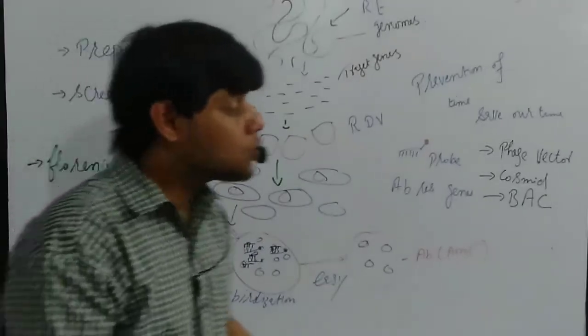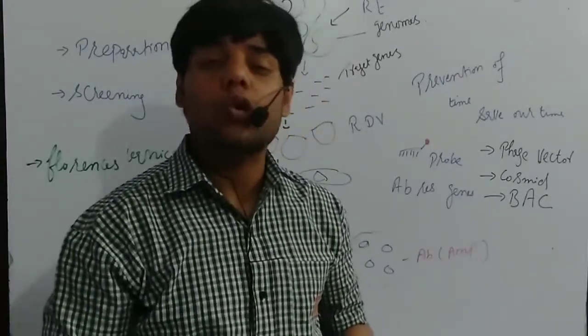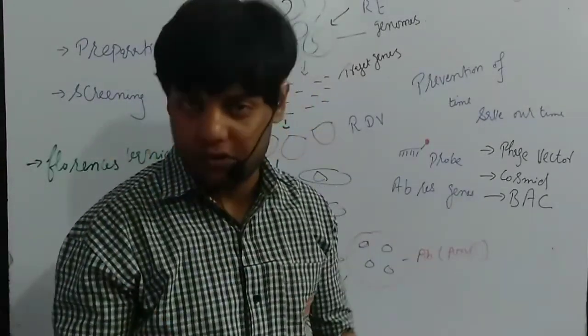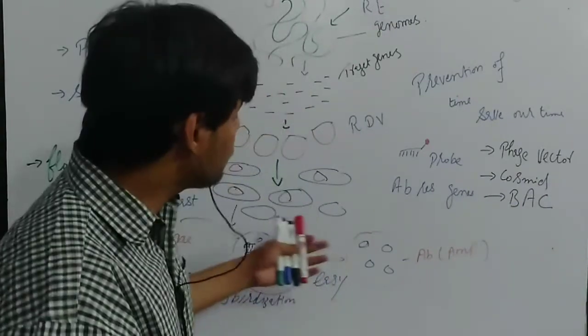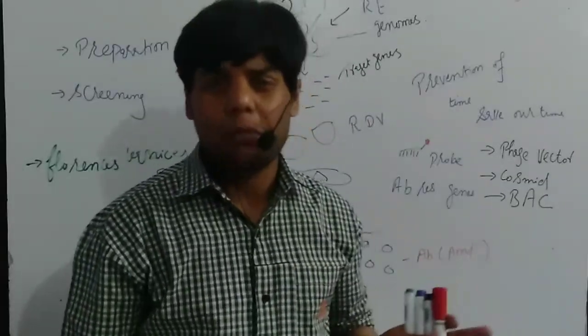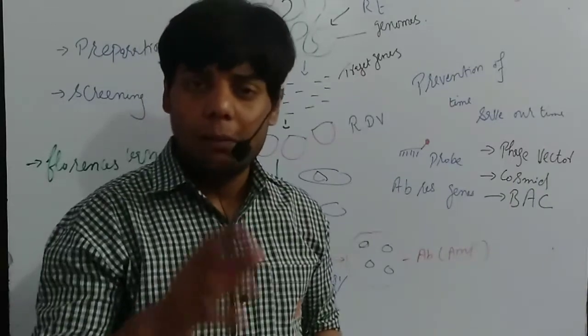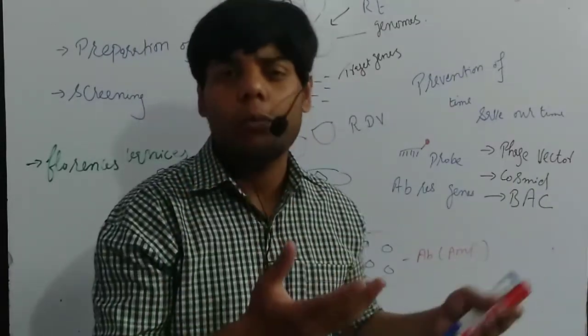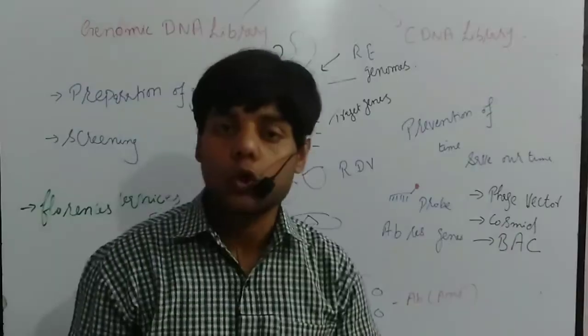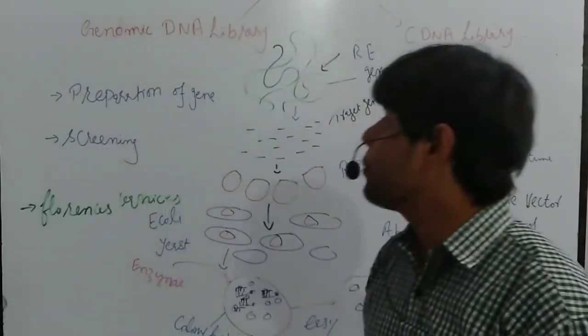Why? Because each of these vectors has the ability to carry multiple genes of interest. When you use a plasmid, there are problems, because it can only take a small amount of the gene of interest. So that is in a sense about genomic DNA libraries.